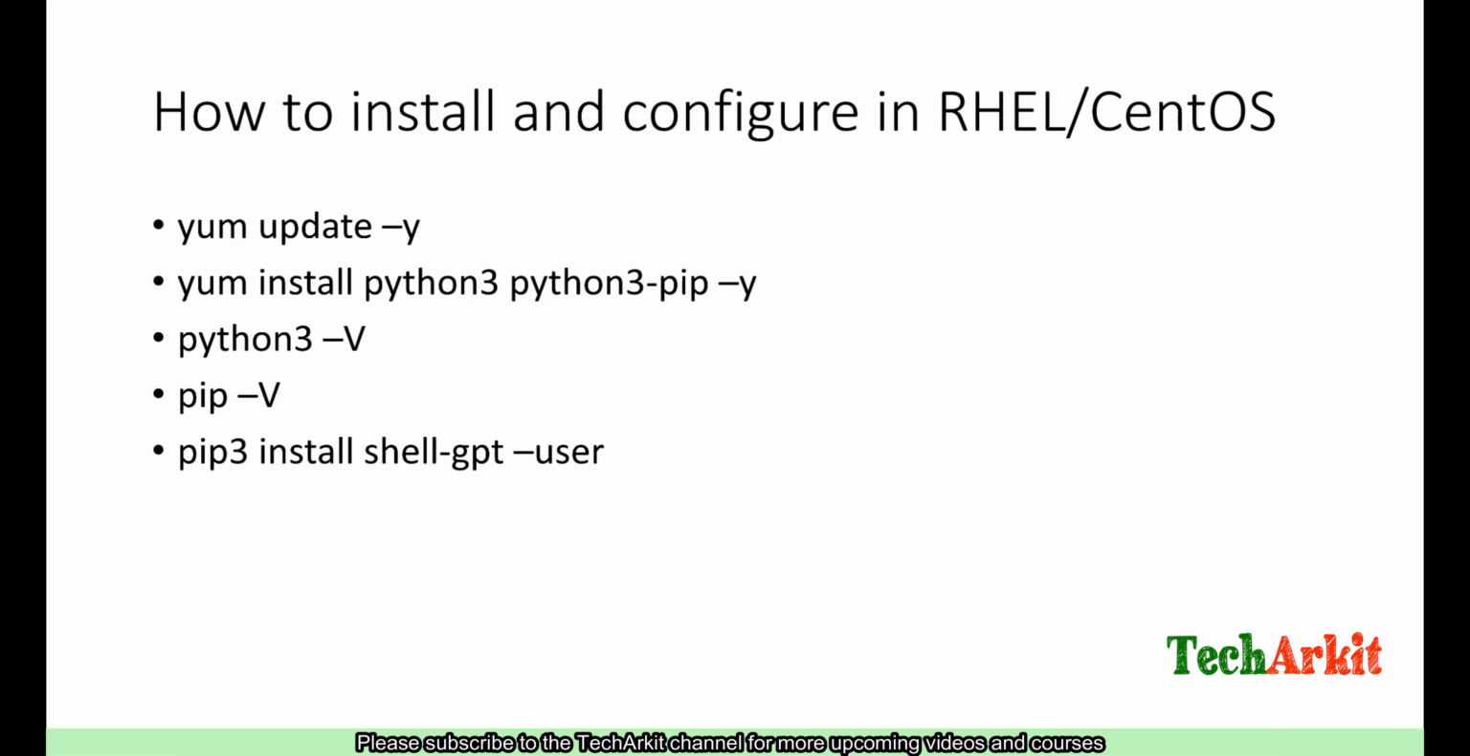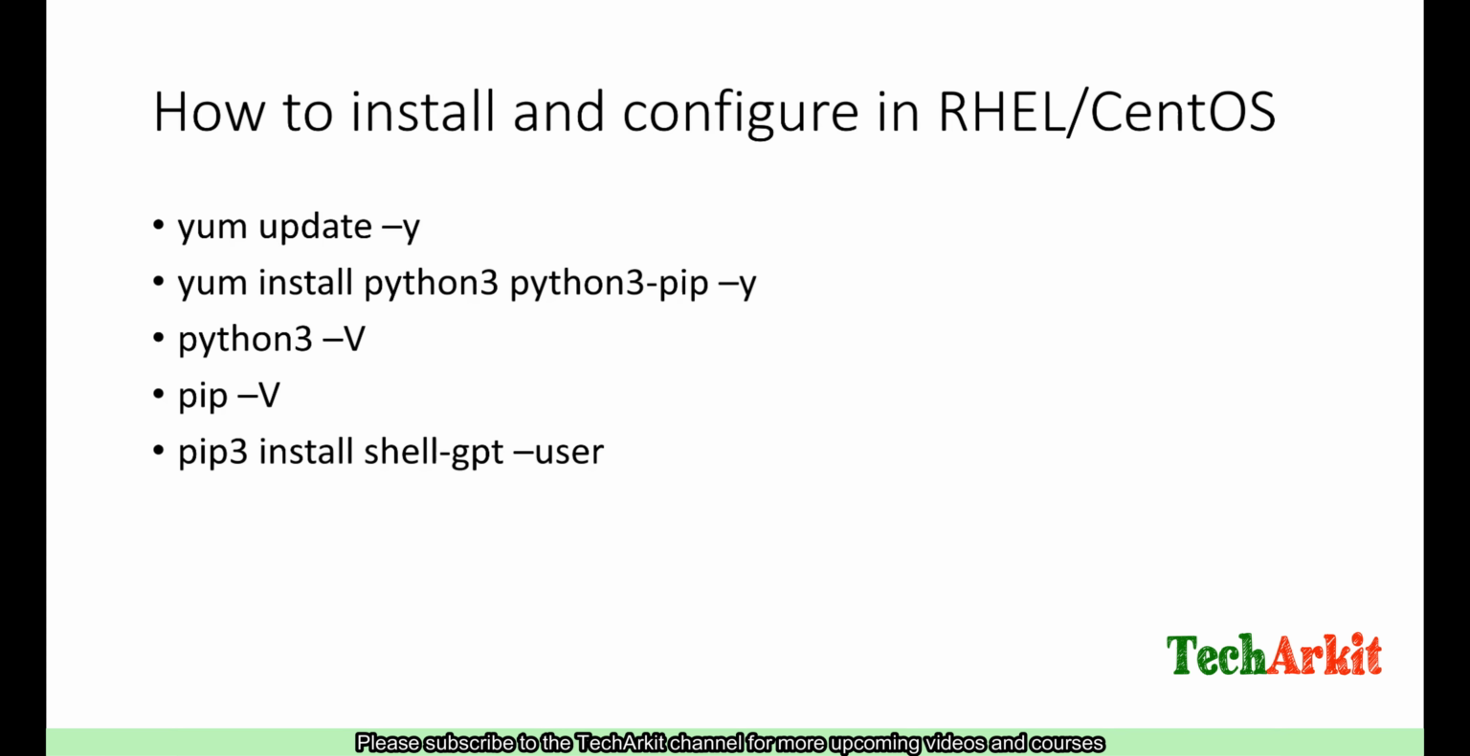Now you can install Shell GPT, which is the ChatGPT, OpenAI version on the command line. To do that, you can use pip3 install shell-gpt --user, so that it will install Shell GPT in the Python environment. Then it will create the virtual environment automatically wherever your present working directory is.